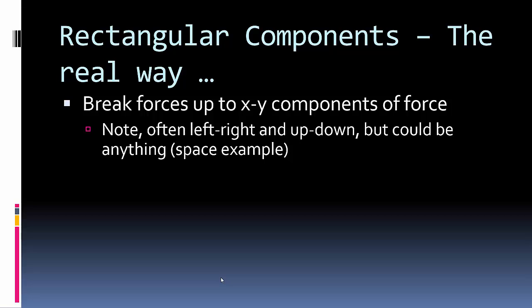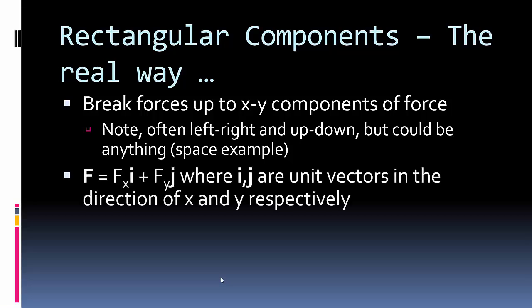Often left, right, and up, down would make the most sense, right? We usually define x as horizontal and y as vertical. But there are plenty of times when it's not as obvious. Say you're in outer space. What is horizontal? What is vertical? Who knows, right? But you still pick an axis and perpendicular axes of x and y.